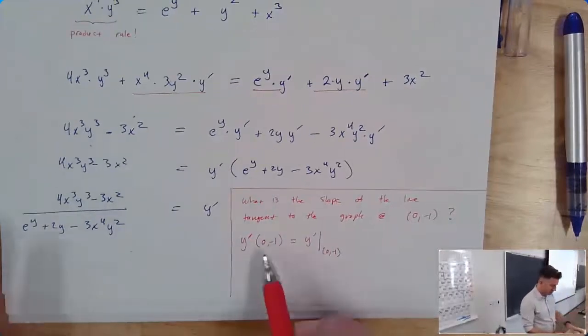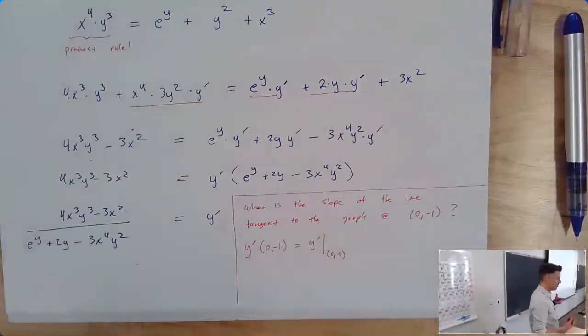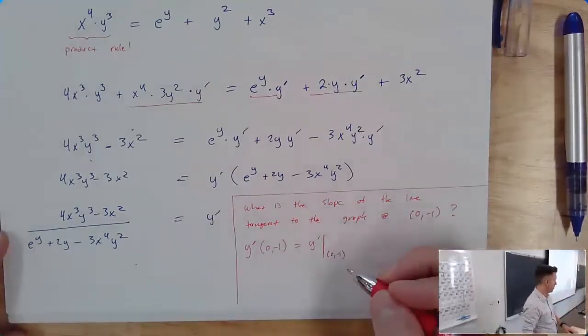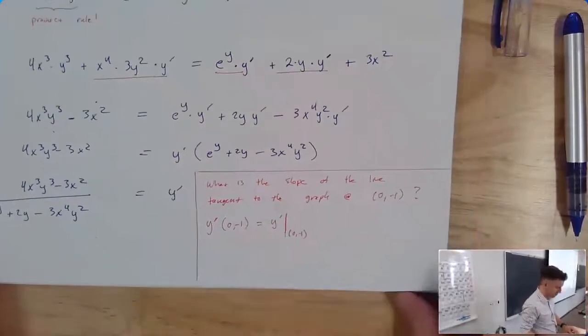We don't typically use this notation though. Like if you wrote dy/dx, you don't usually write dy/dx parentheses (0, -1). It's kind of really unwieldy. So if you're writing dy/dx as your derivative, then you usually use this vertical line with a little subscript of your point to say that you're plugging in that point to that derivative.